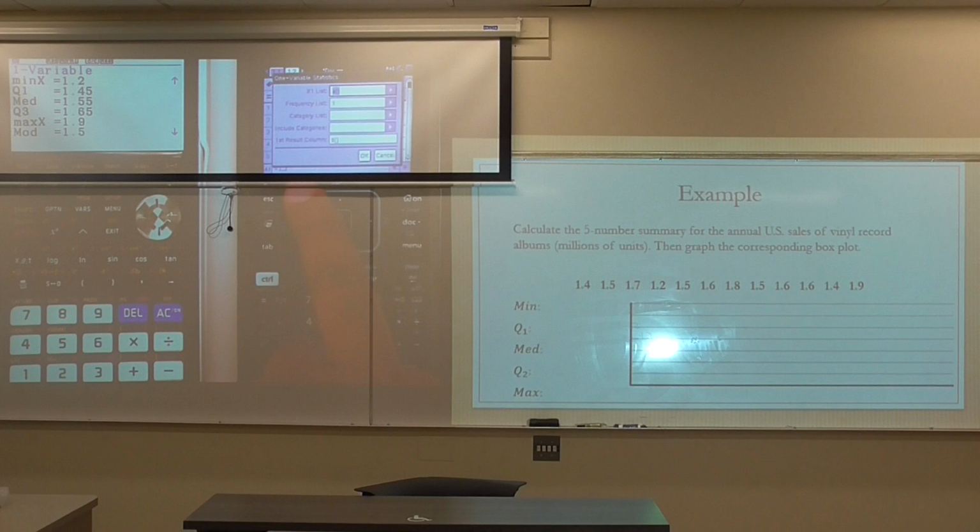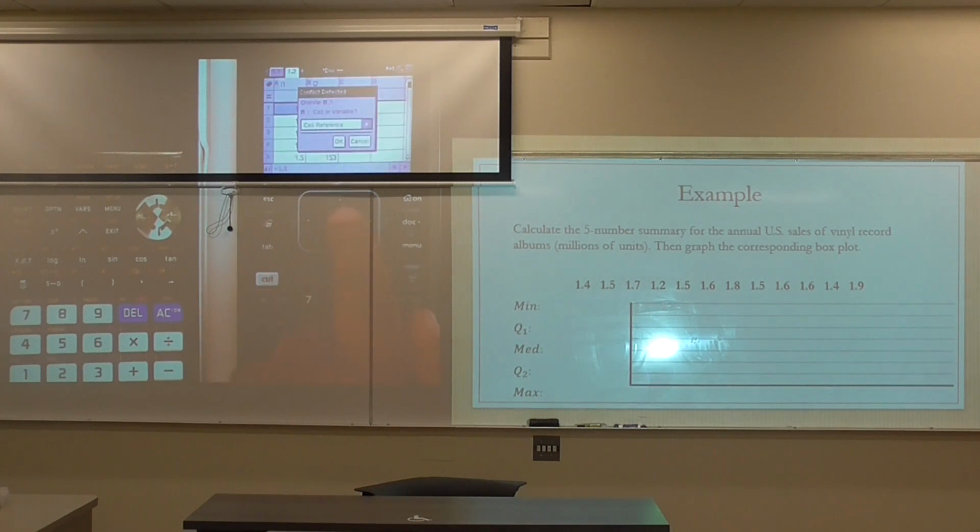Once again, the list 1x I want to have, that's my variable, which is list 1. Everything else is good, just keep it the way it is, and I'll go ahead and enter. It's going to say cell reference. No, I want variable reference. So make sure you change to variable reference, have that selected, and press OK.